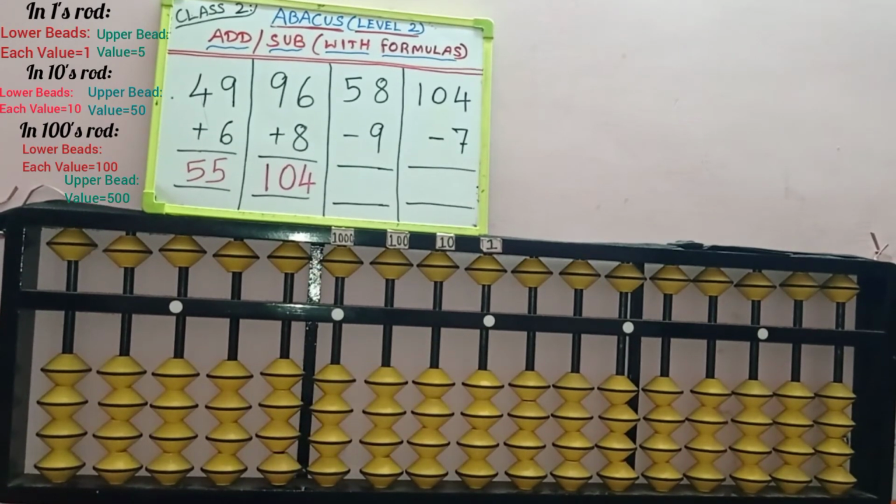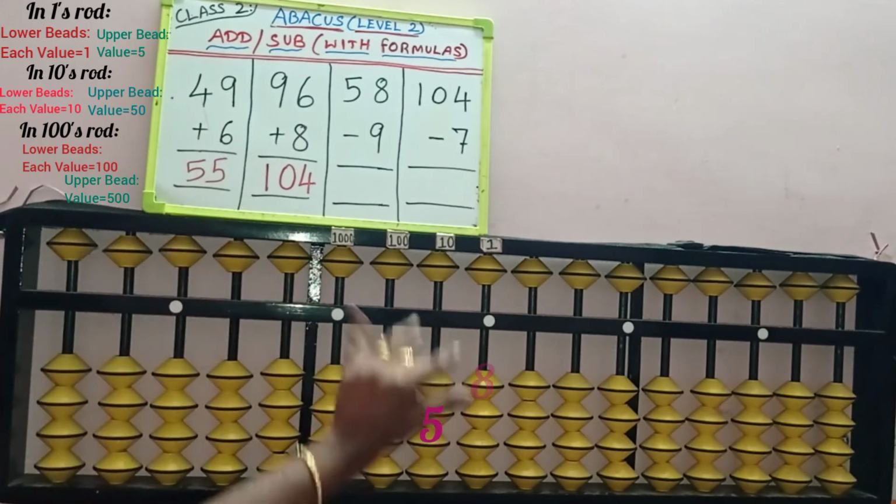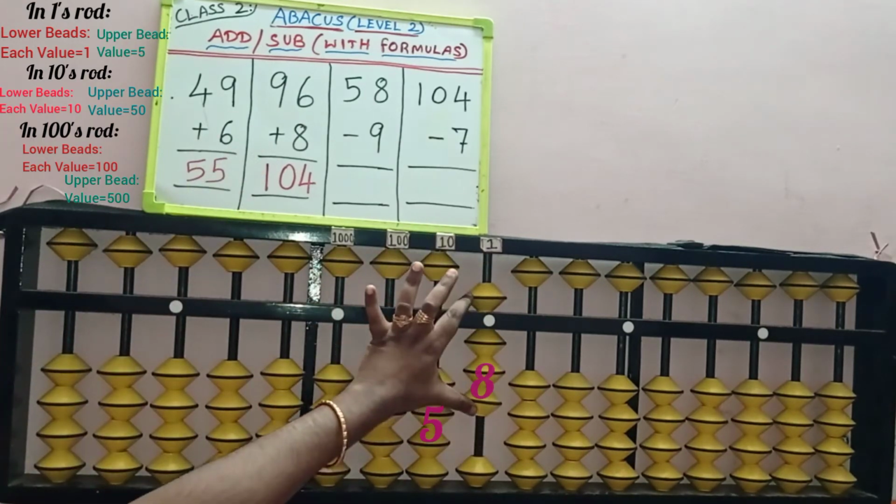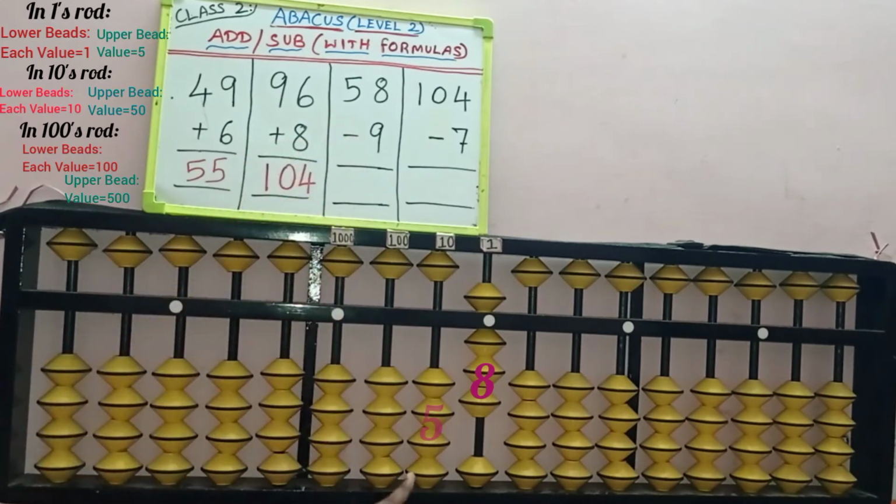Okay. Next we will move to third sum, which is subtraction. 58 minus 9. First we will move 58. Here 8 is in 1's place: 5, 6, 7, 8. And 5 is in 10's place, right? So 50 is added. 58 is added.